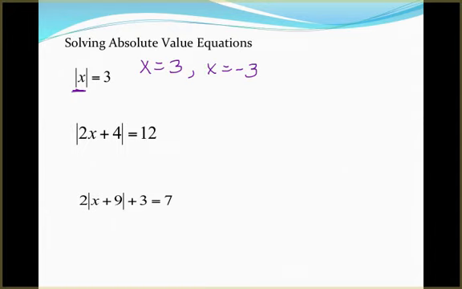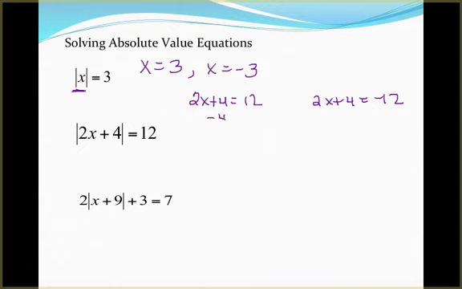Let's look at the next one. 2x plus 4, the absolute value of that is equal to 12. Well, what that means is that 2x plus 4 could have given me 12, so that when I took the absolute value, I got 12. Or 2x plus 4 could have given me negative 12, so that if I take the absolute value of both sides, I still get positive 12.